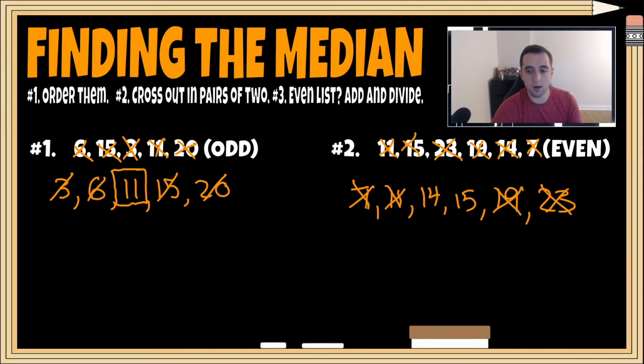And you're going to come across a scenario now where you have 2 numbers left. And we cross out in pairs of 2. But if I cross out 14, I have to cross out 15, which leaves me with no numbers left. So this is the scenario we get when we deal with an even list.